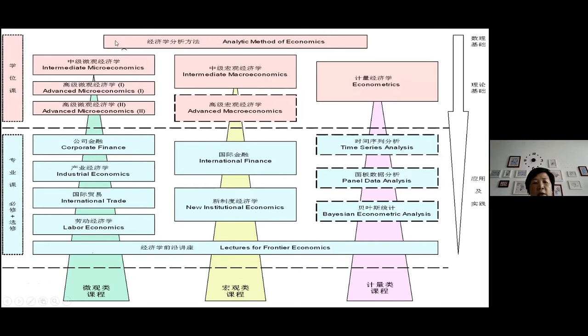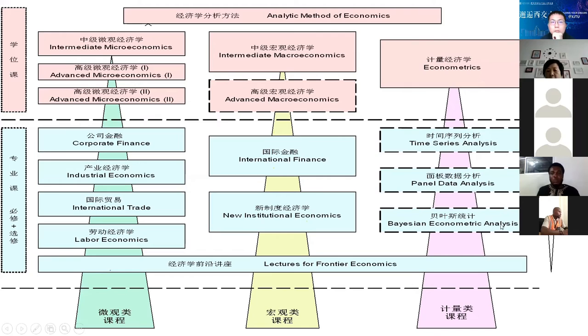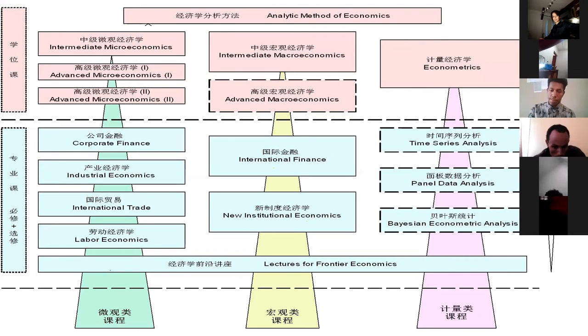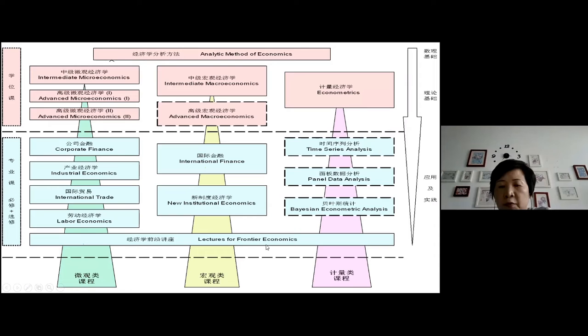From the top to the end, basically from the top are our fundamental courses like basic principles and intermediate and advanced economics, including the micro and macro courses, and also the econometrics. And the downward parts, which I marked with the light blue color, are our selective courses for you to choose, including corporate finance, IO, international trade, labor economics, international finance, and new institutional economics, time series, panel data, and Bayesian econometric analysis. And finally, we will have a series of lectures on frontier economics.